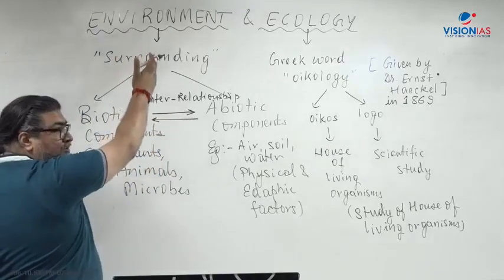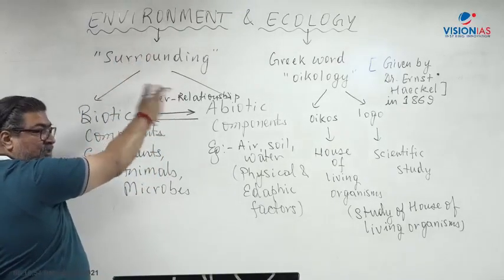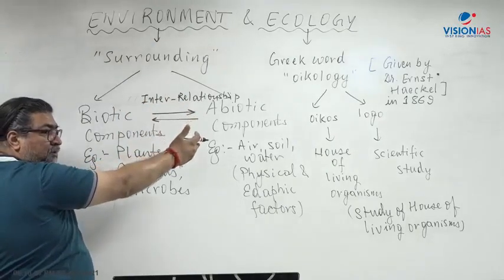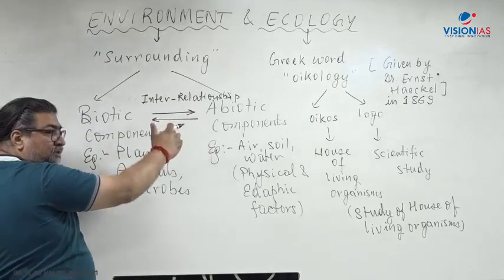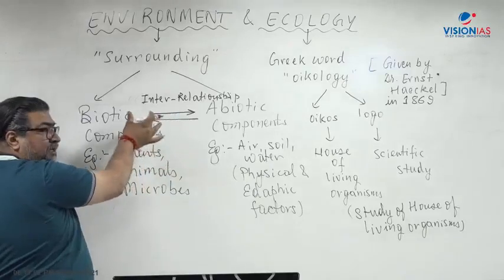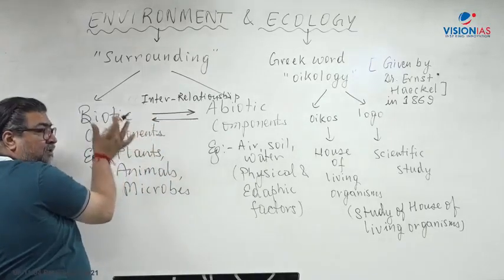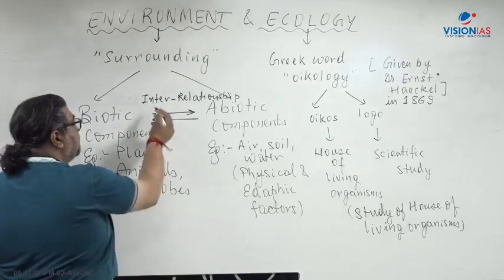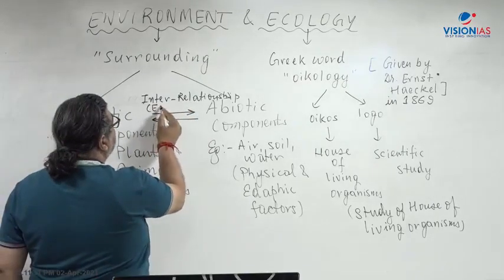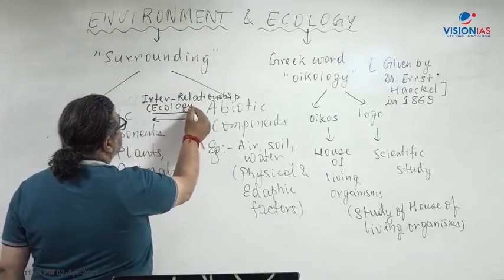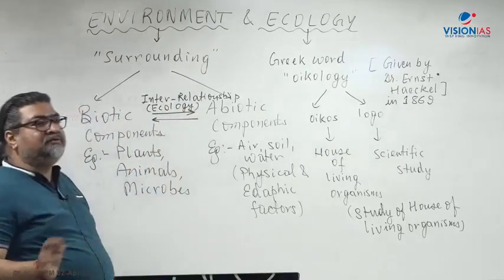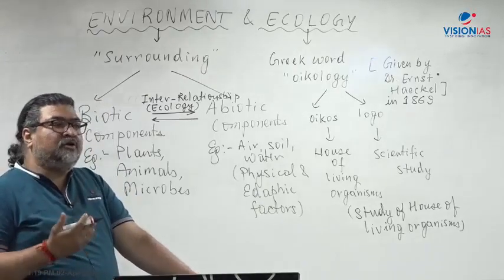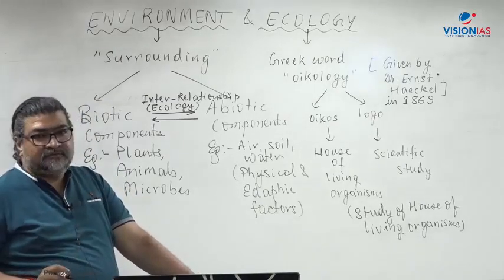What is environment? Environment is everything. Surrounding has everything, living and non-living, biotic and abiotic. But what does the subject of ecology do? Ecology studies the interrelationship between the living and the non-living parts of the environment. That is where ecological study comes in, though the literal meaning of ecology is the study of the house of living organisms.